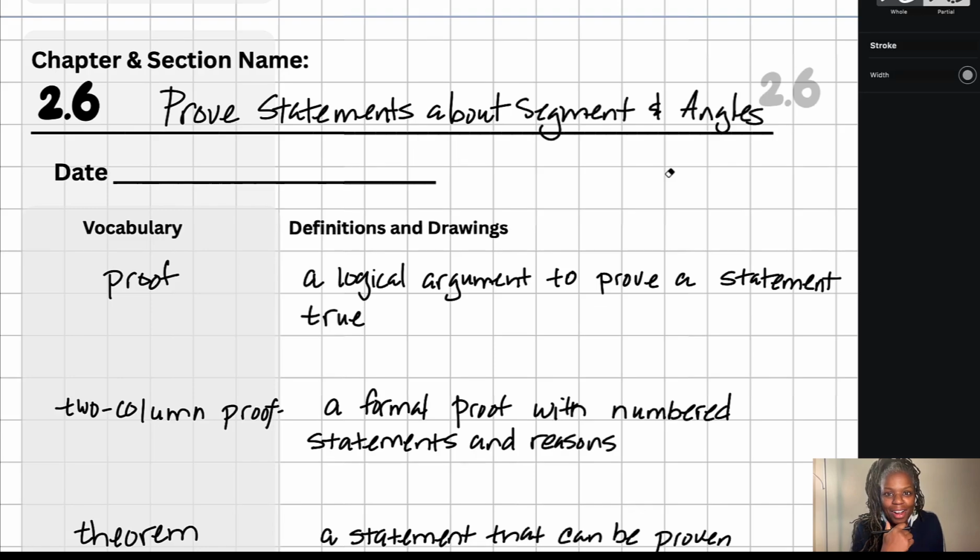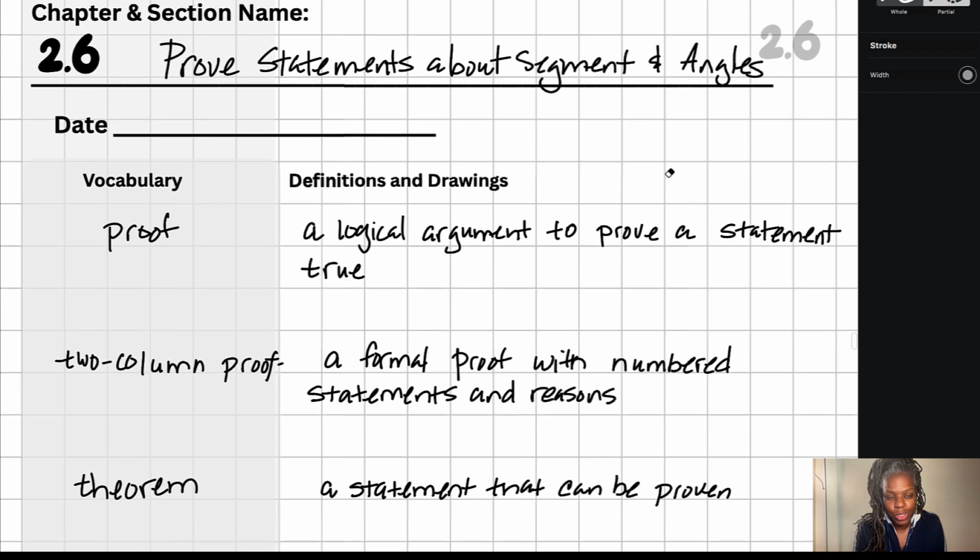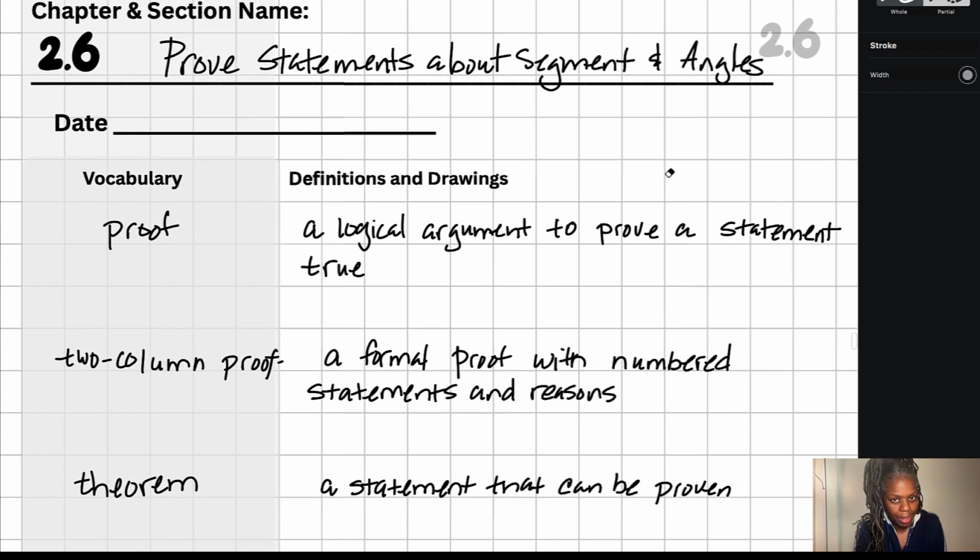Hey everybody, we are in section 2.6. The name of this section is Prove Statements About Segments and Angles. I'm going to let you get started with your notes right away. Don't forget to put the date and let's go ahead. We only have about 5 terms, so in your packet there's a lot of space, my bad. But we're going to talk about each of these terms.